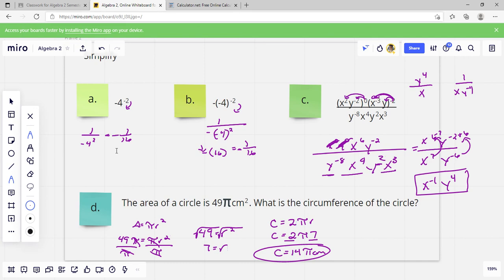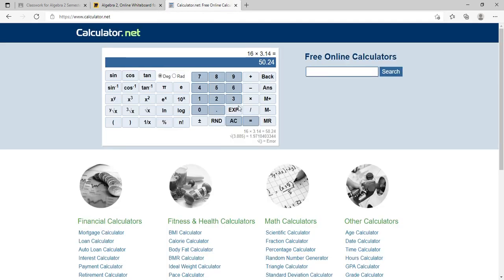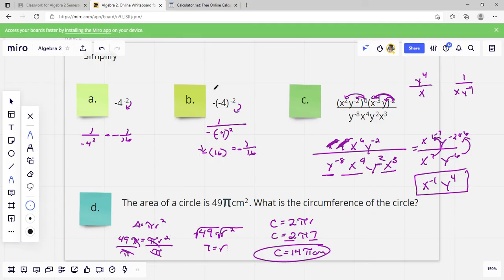If you multiplied that out, we would say 14 times 3.14, and we're going to get 43.96. If you got either one of those answers, then you got it correct. Okay, they mean the same thing.